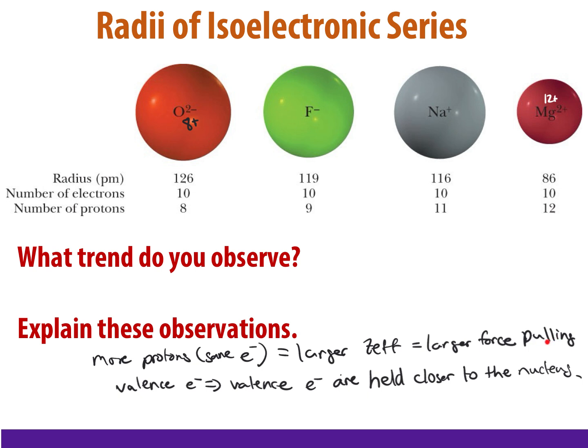So that larger force pulling the valence electrons means that the valence electrons are held closer to the nucleus. Again, that ratio of electrons to protons is another way to think about it. 10 electrons versus 8 protons, we've got these negative charges that have to stay very, very far away. When we have 12 protons, that's going to let those same 10 electrons get held in very, very tight. That's worse for repulsions, but it's worth it because it lets them stay close to that big positive charge in the nucleus.